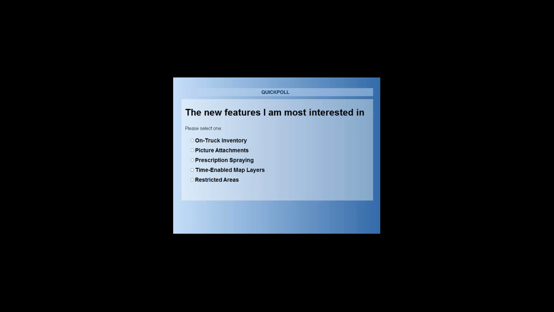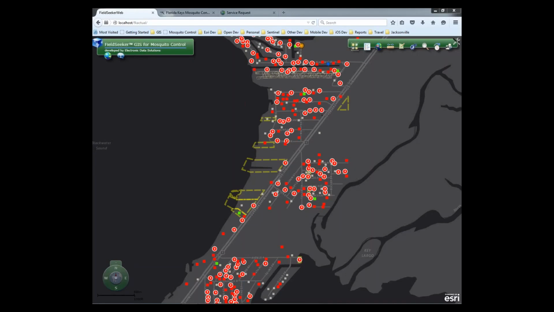Okay, let's see if there are any other questions here. We'll close that poll. All right, on the things that you're interested in, looks like the time-enabled map layers could be pretty useful, and then restricted areas also is pretty useful.